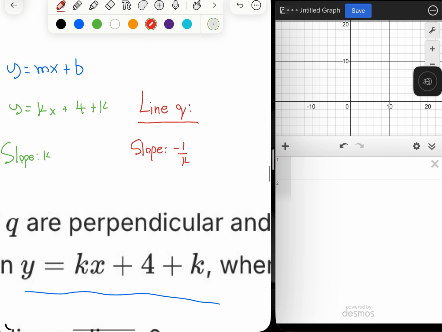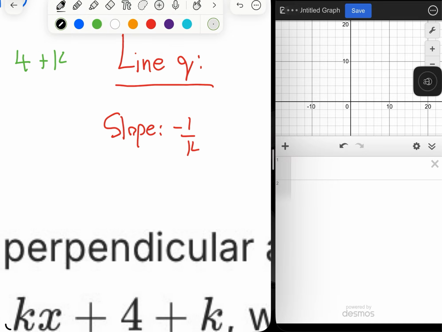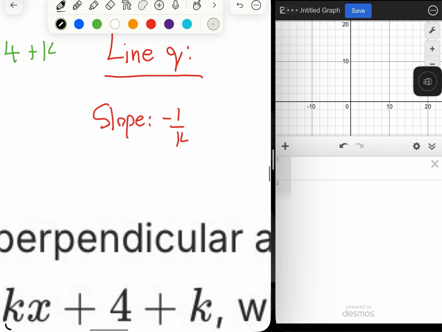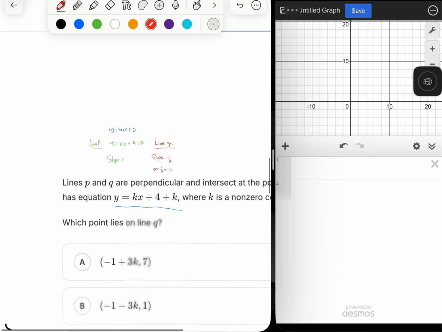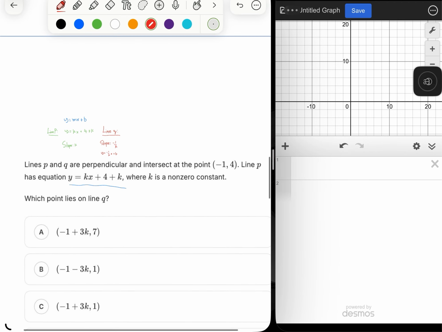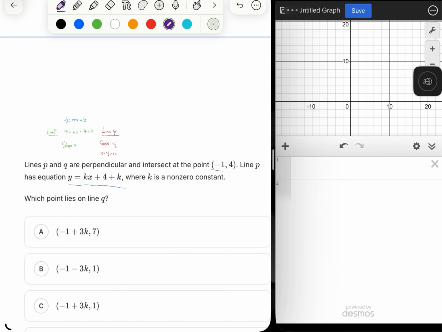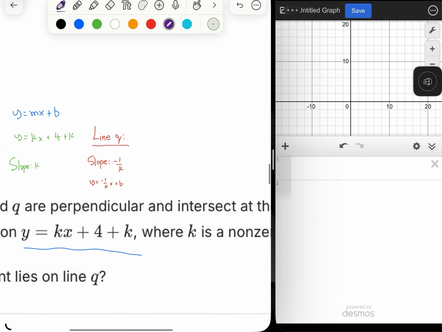What that means is, if you write the slope-intercept form again of line Q, you get y equals mx plus b. You know m is the slope, in this case -1 over k, times x, plus b. We don't know what b is right now, but we're going to find that out. So what else are we told? We're told that both of these lines intersect at the point -1, 4.